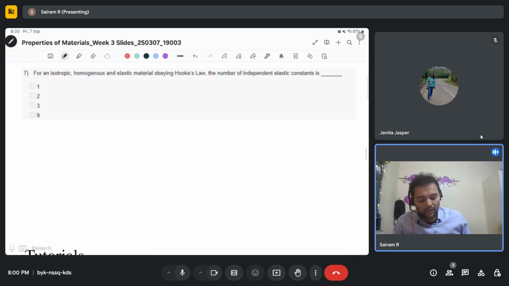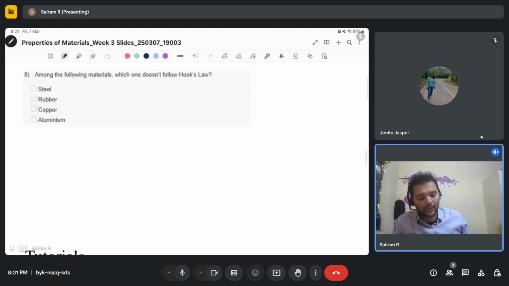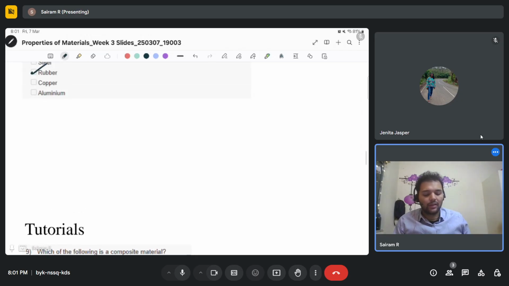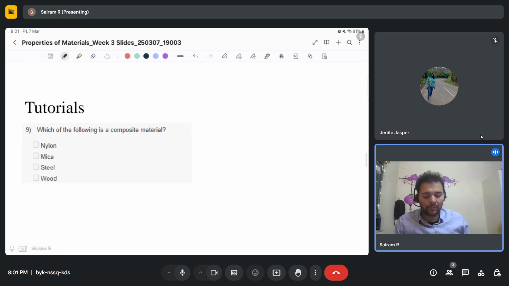For an isotropic, homogeneous and elastic material obeying Hooke's law, the number of independent elastic constants is 3. Among the following materials, which one doesn't follow Hooke's law? We know that rubber does not follow Hooke's law. Steel, copper, and aluminum, all three follow Hooke's law properly. They are crystalline in nature. Rubber has very different properties.